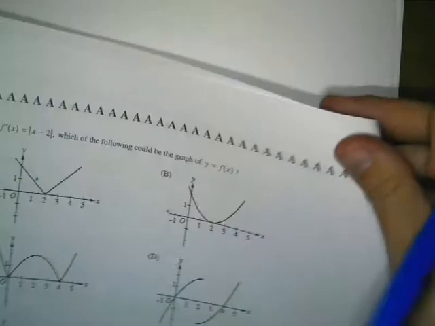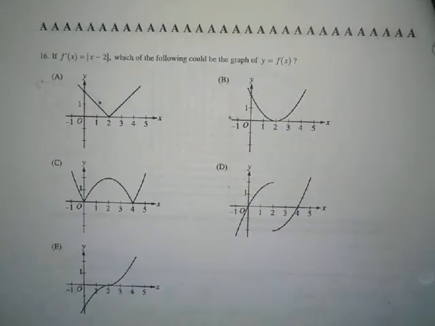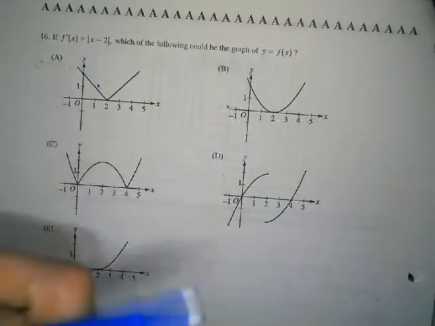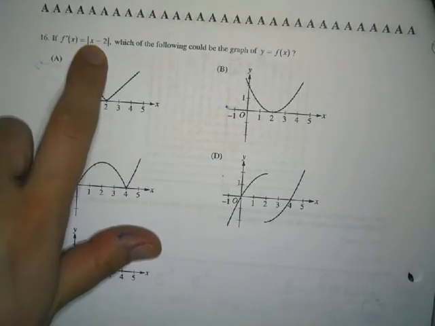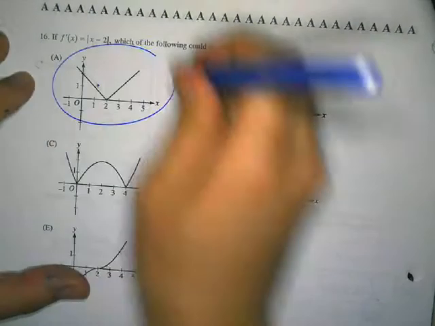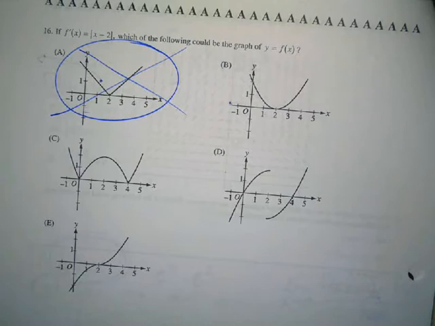Flip to 16. If your derivative is the absolute value of x minus 2, which of the following could be the graph of f of x? First of all, you need to know something about this graph. This graph is in what shape? An absolute value, which would be a V, and then that 2 moves my graph to the right 2. So they throw this one in there because that's actually the graph of the derivative. I can eliminate that as an answer right now because I want the graph of the original, not the derivative.